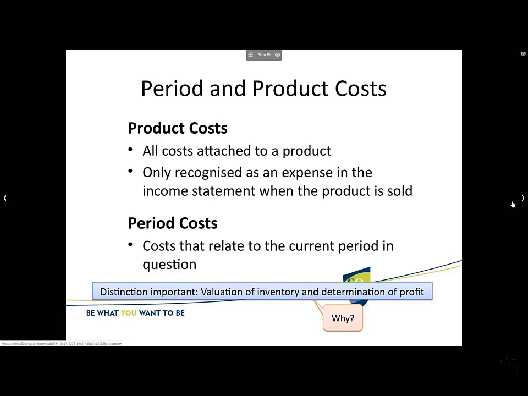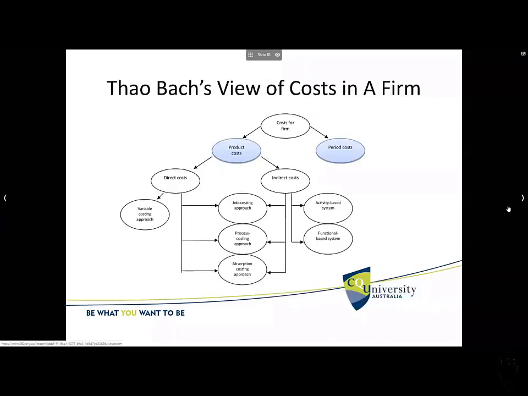The reason it's a key distinction is because the more costs we put into period costs, the lower our profit for that year, and the higher the value of inventory, and vice versa. So this is Thao's Bach. She saw all the costs as period or product costs. We either expense them in the period or we attach them to products.